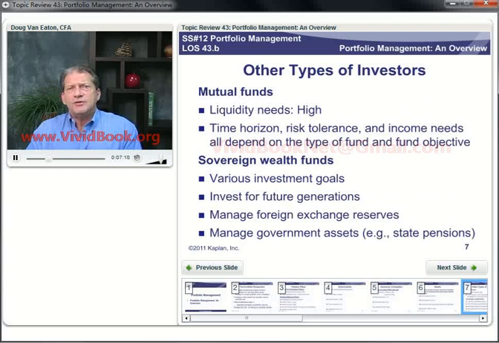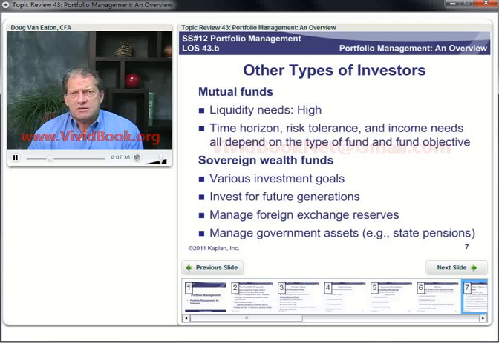Other types of investors that we need to consider here, one is mutual funds, which we'll talk about more in different sections later in this section. But for mutual funds, liquidity needs are high. They have to be able to meet redemptions if customers decide to redeem their shares and take out their money. Now the time horizon, the risk tolerance, and the income needs really depend on the type of fund and the fund objective.